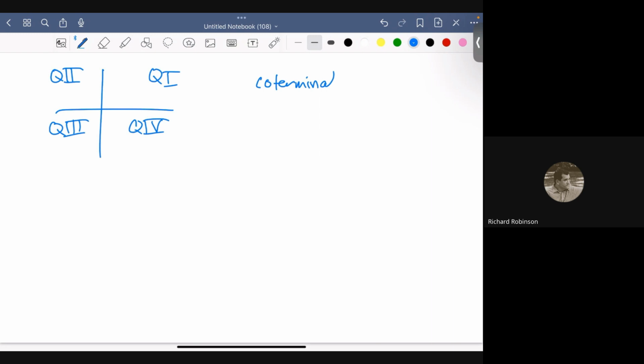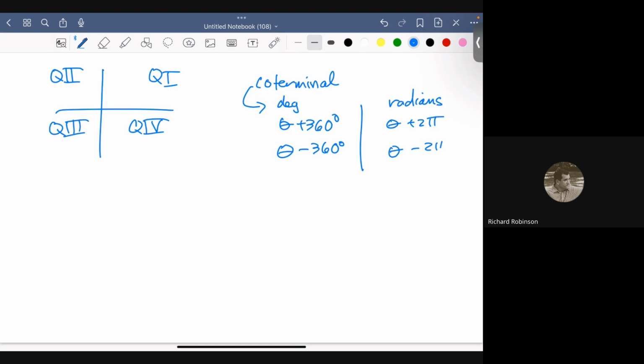Very good. So if we're talking about degrees, we take our angle plus 360 or our angle minus 360 as many times as you want. And then what does Zoe say you do if you have radians? Very good. The angle plus 2 pi, the angle minus 2 pi. Is that okay? That's coterminal.